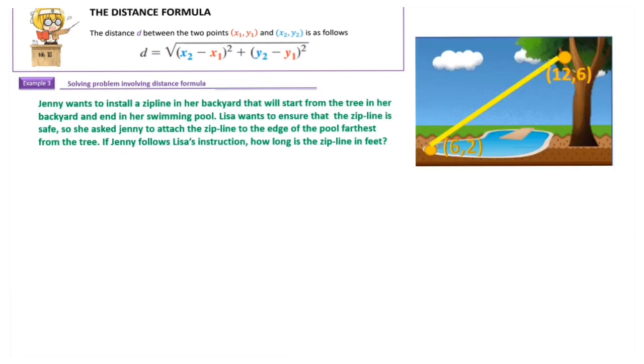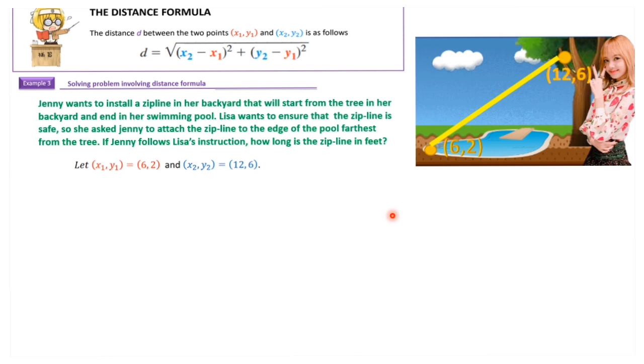Let's proceed. Now, what if we have this word problem? It says Jenny wants to install a zip line in her backyard that will start from the tree in her backyard and end in her swimming pool. Lisa wants to ensure that the zip line is safe, so she asks Jenny to attach the zip line to the edge of the pool farthest from the tree. If Jenny follows Lisa's instruction, how long is the zip line in feet? So you have here the endpoints 12, 6, and then you have 6, 2. So let's just apply the distance formula. Let x sub 1, y sub 1 be 6, 2, and x sub 2, y sub 2 be 12, 6.